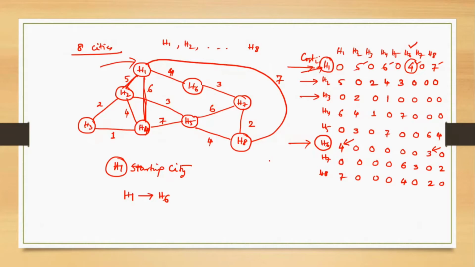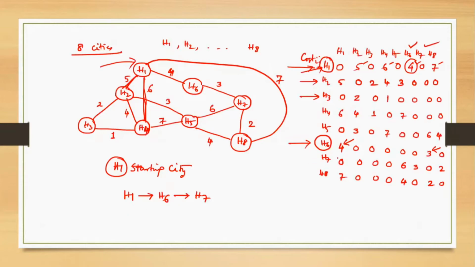So you have to travel from H6 to H7 because 3 is the weight for H7. Okay, so from H6, I'm moving to H7. Sorry, coming back to the board again. So now I am at H7. This is my current city where I am currently standing as a salesperson.